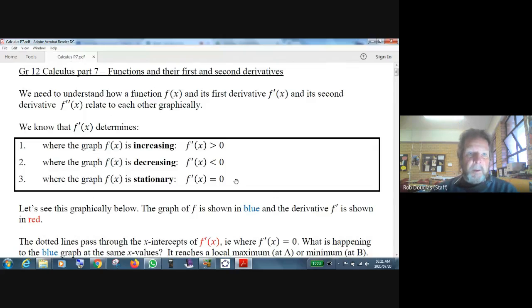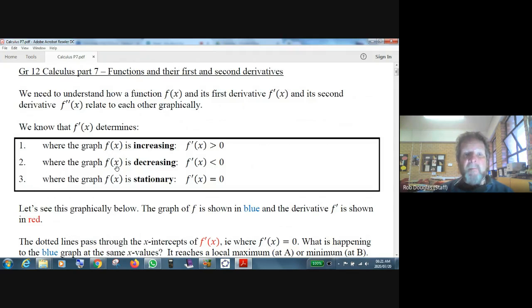Okay, we're going to look at Calculus Part 7, where functions and their first and second derivatives. We're going to look at graphs of them, being able to interpret them, and figure out what's going on. Just to go over the first part, we know that when we say a graph of f of x is increasing, then the derivative f prime of x is positive. It's greater than 0. That means the gradient is positive. So, the slope is going uphill.